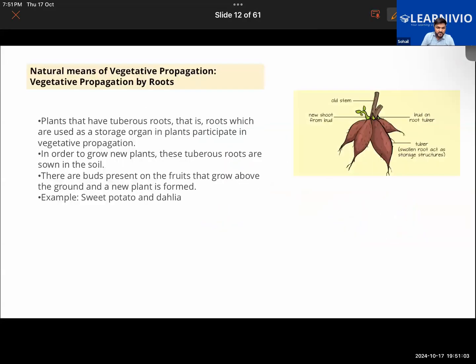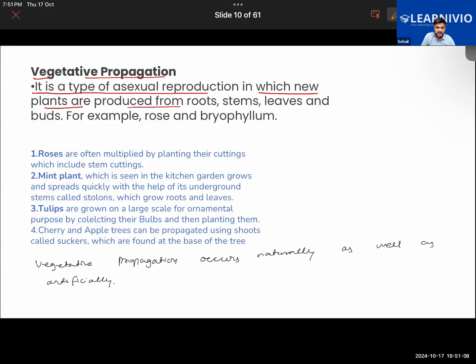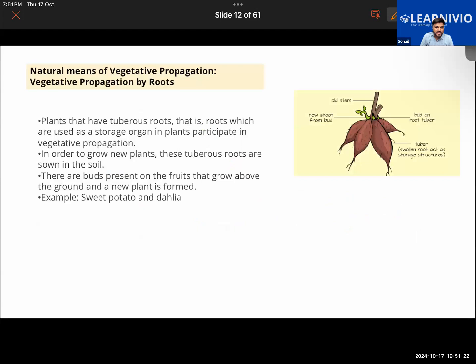Natural vegetative propagation. Sir, should we continue or write it into the next page? In a new paragraph. If there is space still left there, you just begin with a new paragraph. So write natural vegetative propagation. First, you are going to write vegetative propagation by roots.